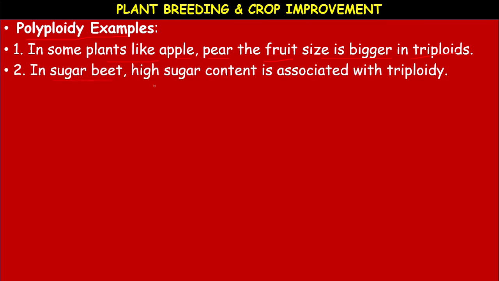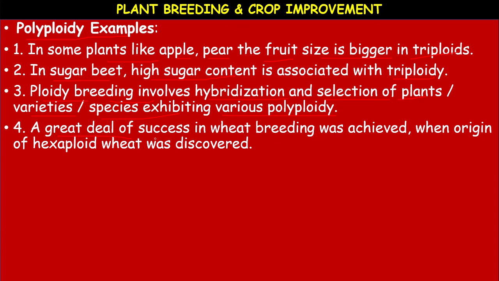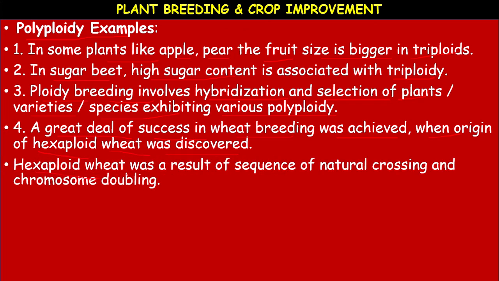In sugar beet, the high sugar content is associated with triploidy. So here sugar content is increased. Ploidy breeding involves hybridization and the selection of plants, varieties, species exhibiting various polyploidy. A great deal of success in wheat breeding was achieved when the origin of hexaploid wheat was discovered. Hexaploid wheat was a result of a sequence of natural crossing and chromosome doubling.